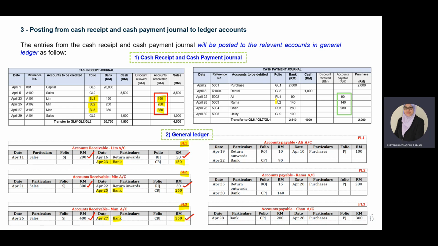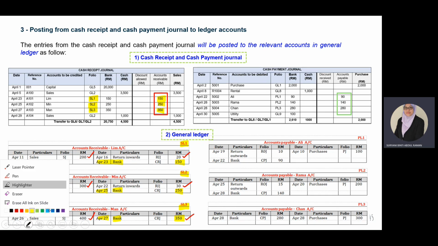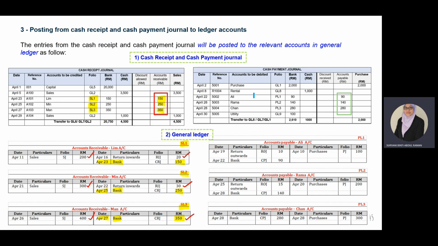Alright, similar to the cash payment, we will update the purchases ledger, PL1, 90. So PL1, okay, early account. What you do is you debit the account.